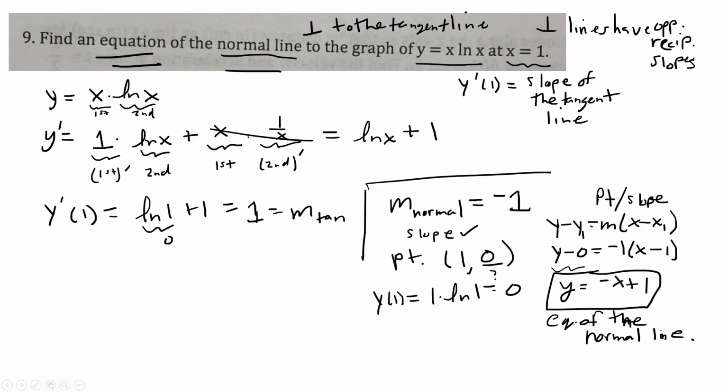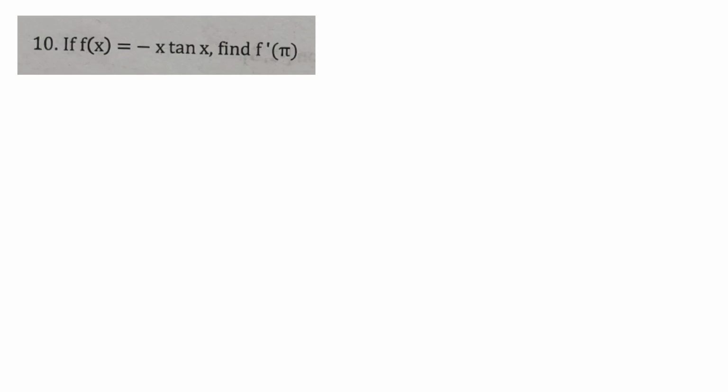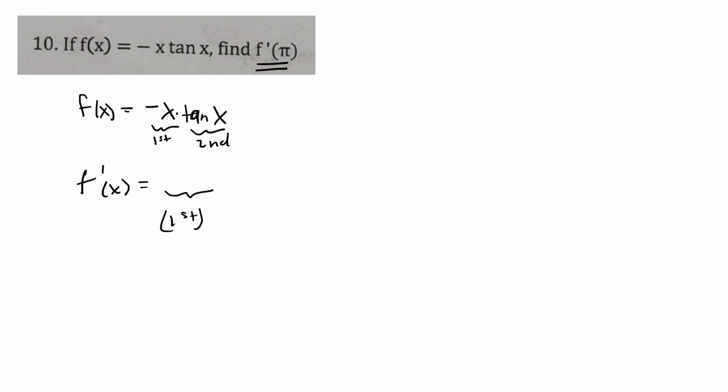Let's take a look at another question. We have a function f of x, and it's equal to negative x times the tangent of x. And we are asked to find the derivative at pi. And so once again, first function, second function, execute the product rule. Take the derivative of the first and multiply that by the second. Put a plus sign, leave the first alone, and multiply that by the derivative of the second.